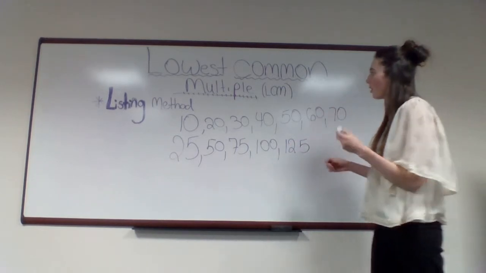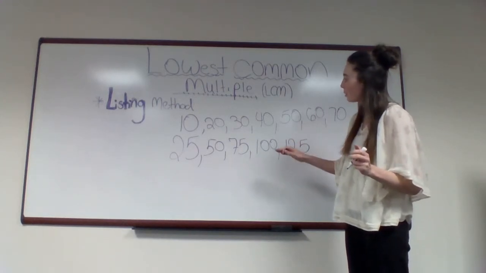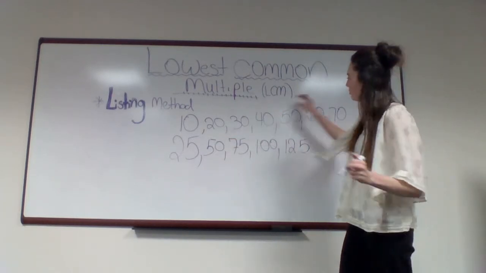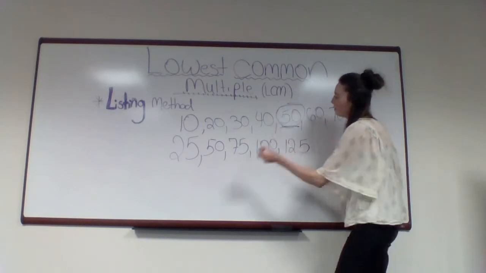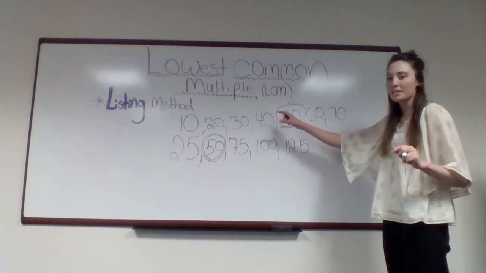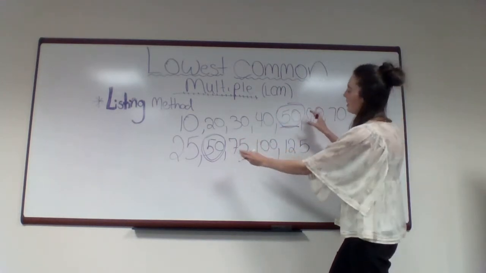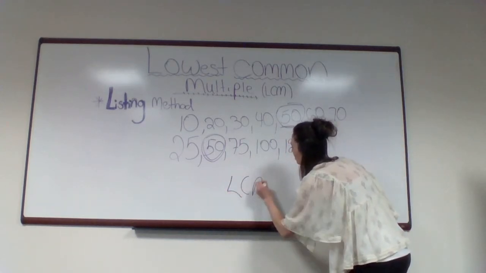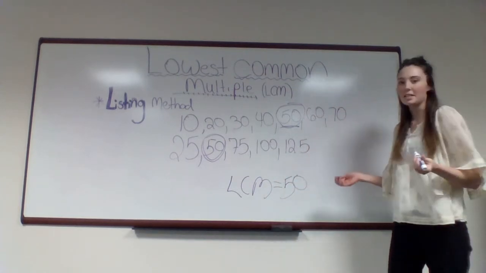So what is the lowest common number that they share? It's the lowest common multiple of each. Well, we can see it's 50 because we have listed out both of the multiples, and the lowest one that they share is 50. So our LCM, or our lowest common multiple, is 50. And this is the listing method.